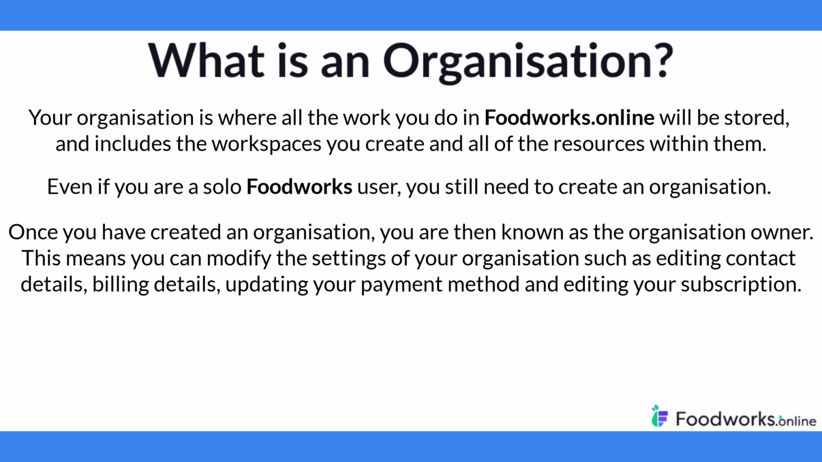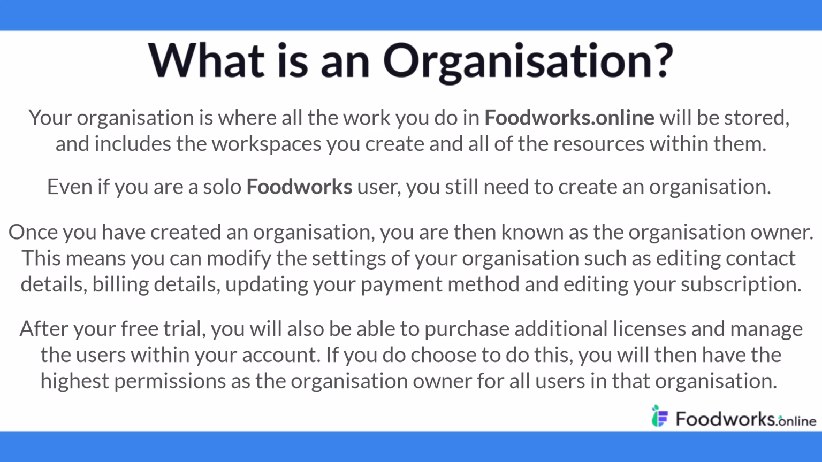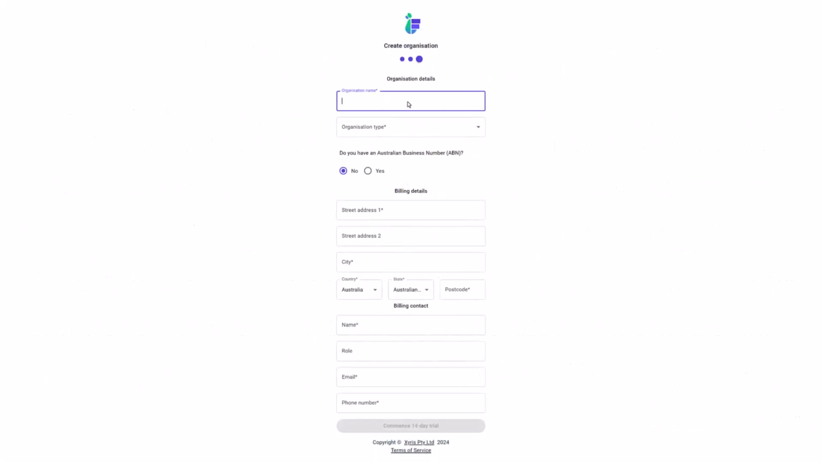This means you can modify the settings of your organization, such as editing contact details, billing details, updating your payment method, and editing your subscription. After your free trial, you will also be able to purchase additional licenses and manage the users within your account. If you do choose to do this, you will then have the highest permissions as the organization owner for all users in that organization. The name of your Foodworks Online organization is entirely up to you.